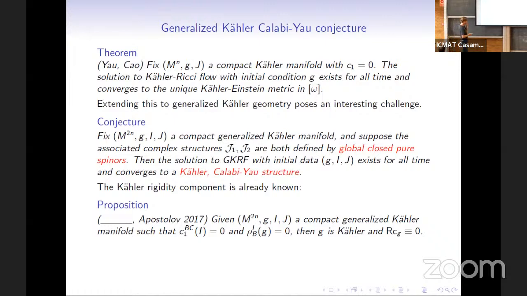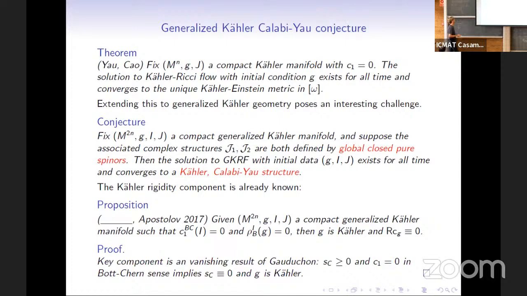So the argument is, you can show that with these conditions, and both generalized complex structures defined by closed pure spinors, then the metric G is scalar-flat and Ricci flat, and you basically are using this result of Gauduchon. So he shows if you have c_1 equal to 0 in the Bott-Chern sense and the Chern scalar curvature is non-negative, then you have rigidity. The Chern scalar curvature is 0 and the metric is Chern-Ricci flat. And this is basically how it goes.